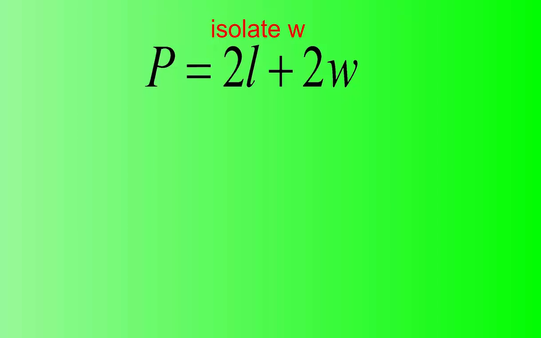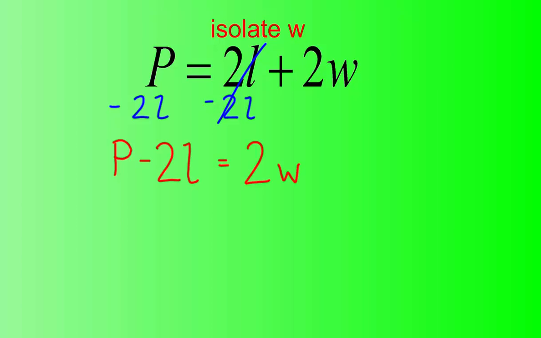Let's look at a second equation. In this case, we're talking about the perimeter of a rectangle. Perimeter is equal to 2 times the length plus 2 times the width. In this case, we want to isolate w in this equation. First thing I'm going to do is undo what is being added to that 2w, which is the 2l. So I'm going to go ahead and subtract 2l from the right side over to the left side. When I do that, it cancels that out on the right, and I'm left with p minus 2l is equal to 2w.